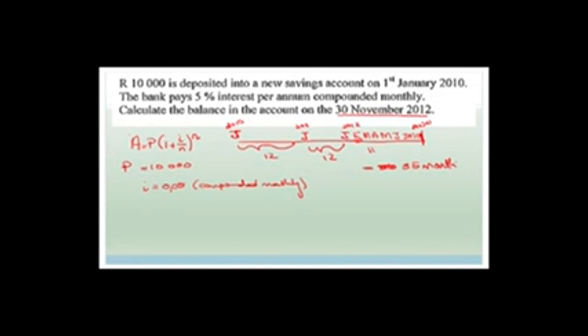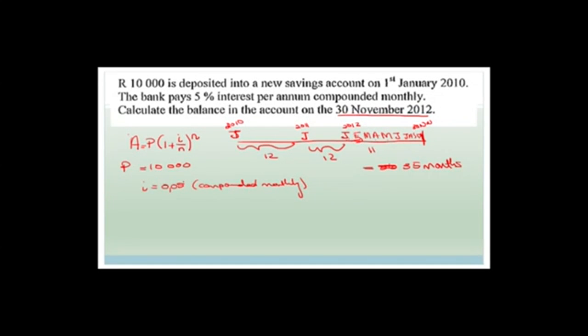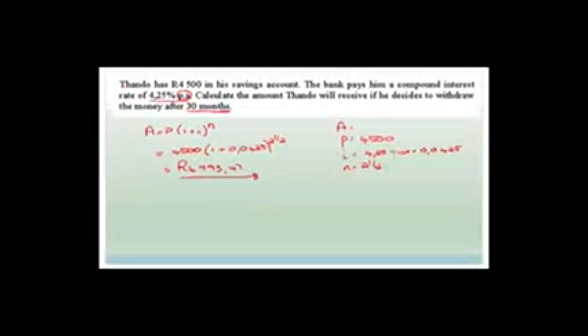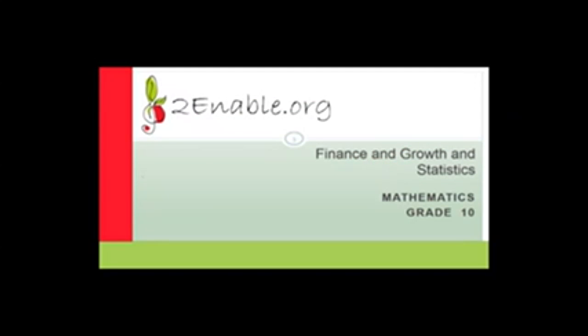Okay. Now, what you need to understand is this. When you compound something monthly, you need to actually divide your interest rate by 12 because that interest is stated per annum. The interest rate is stated per annum, but it's compounded monthly. So you need to take the interest rate and divide it by 12 because it's compounded monthly. We didn't do that earlier because it was always compounded annually. It says the compound rate was 4.25% per annum, and it never once said that it was compounded monthly, and then they just said he withdrew it after 30 months.